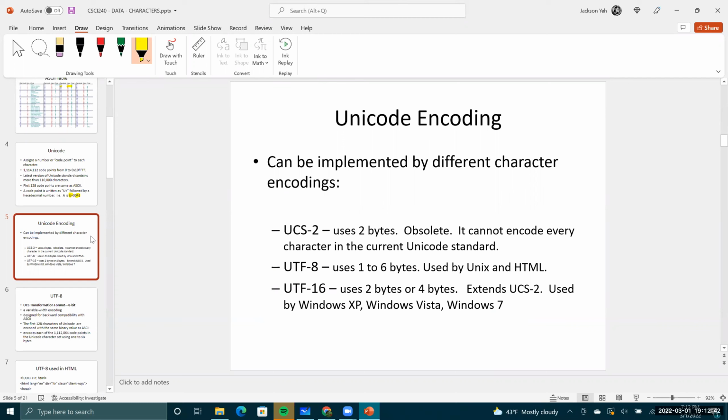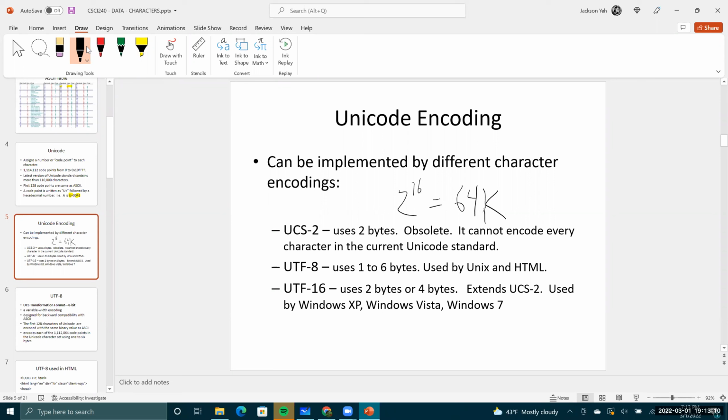So let's just do a little mental exercise. If something uses 2 bytes, and each byte has 8 bits, that's 2 bytes with 16 bits. So this is roughly 64,000. 64,000 is not going to be enough to encode 110,000. So that's why UCS2 is no longer used, because it can't encode every character.